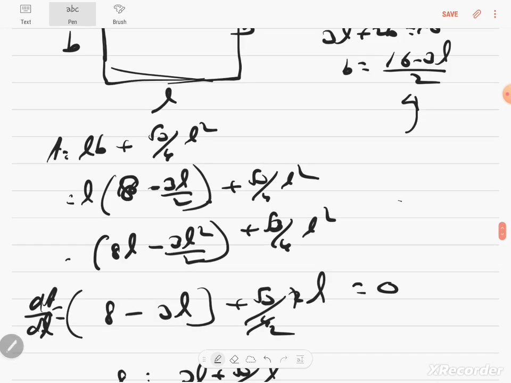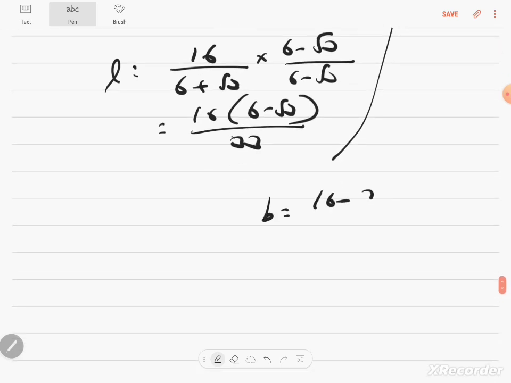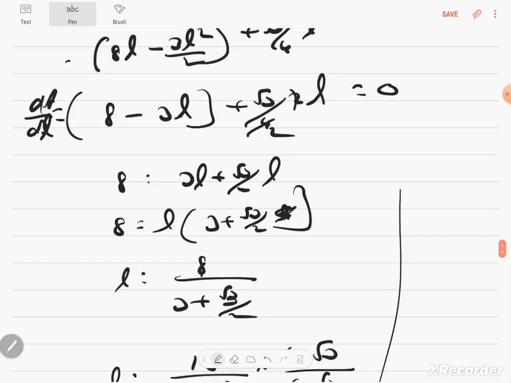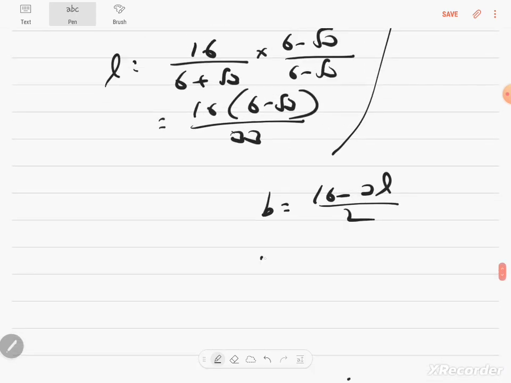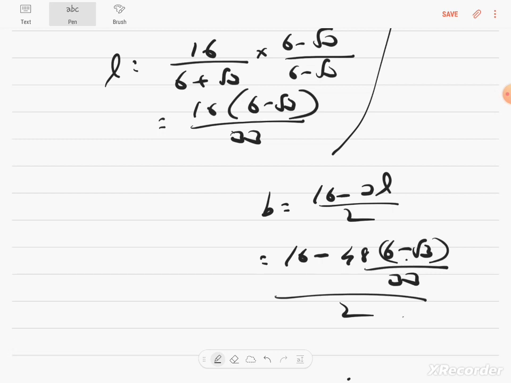The moment you get stuck, you go back and substitute in B. B is 16 minus 3L by 2, isn't it? See it once again, 16 minus 3L by 2. 16 minus 3 into L is again 16, which makes it 48, into 6 minus root 3 by 33 by 2, something like this, and you have to take an LCM and see what will be the value of the breadth.